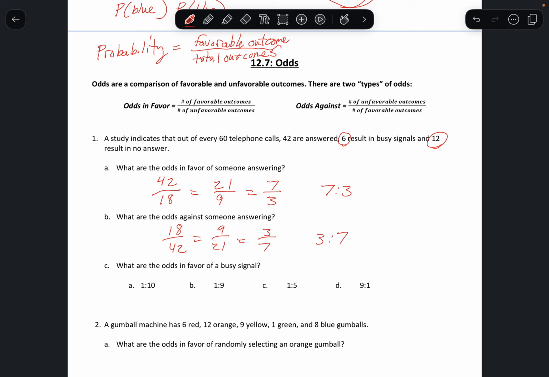All right, what are the odds in favor of a busy signal? This time we're looking at 6 that result in a busy signal, so that'd be 6 on top. How many times did someone not get a busy signal? That would be 42 were answered and 12 resulted in no answer. So 6 times that you got a busy signal, and 54 times that you did not get a busy signal. So that'd be 6 compared to 54. You can reduce that. I can divide both of those by 6, which would be 1 over 9, or 1 to 9, which is letter B.